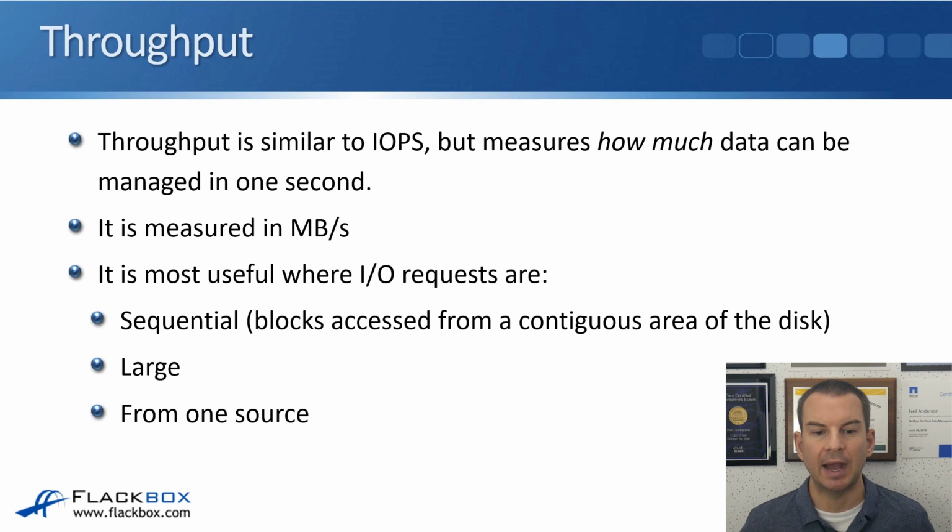The next one that we have is throughput. Throughput is very similar to IOPS, but it measures how much data can be managed in 1 second. So it takes size into account. Throughput is measured in megabytes per second, and it's most useful where the I/O requests are sequential, where the blocks are accessed from a contiguous area of the disk, where they're large, and from one source.